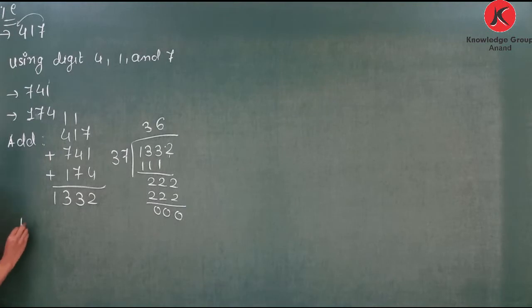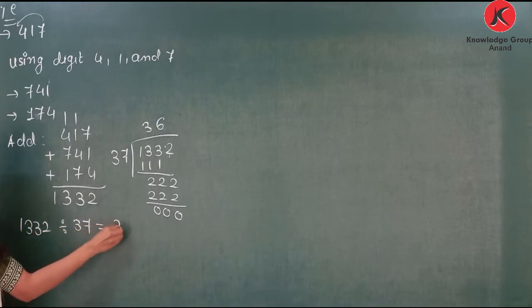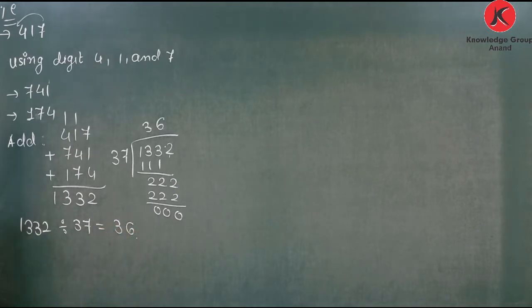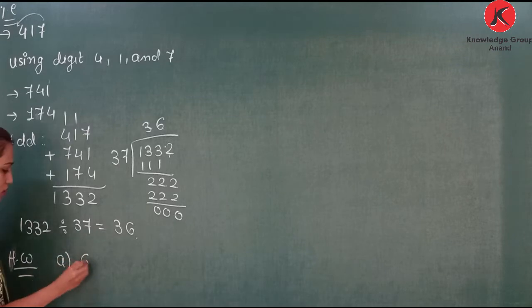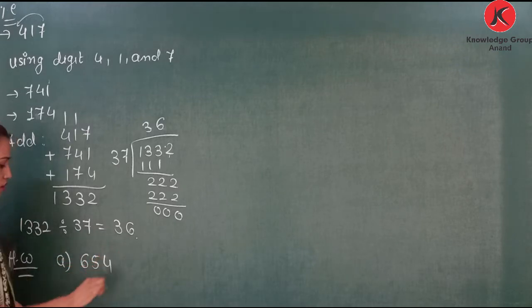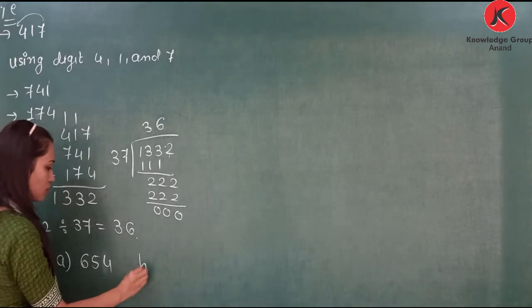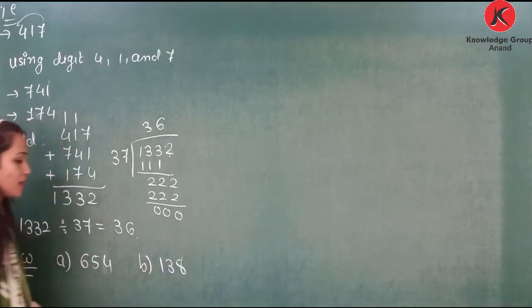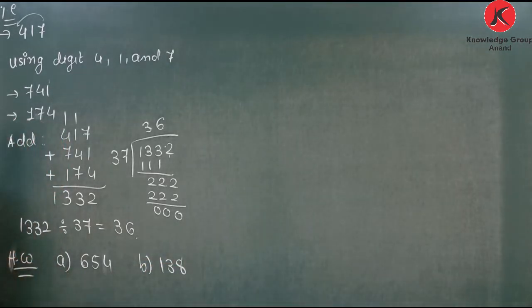So yes, if we divide 1332 by 37, the remainder is 0 and the quotient is 36. So this number is divisible by 37. Similarly, you need to perform this check for two more numbers, to see whether it works for them too: 654 and 138. You need to check this trick for these two numbers.